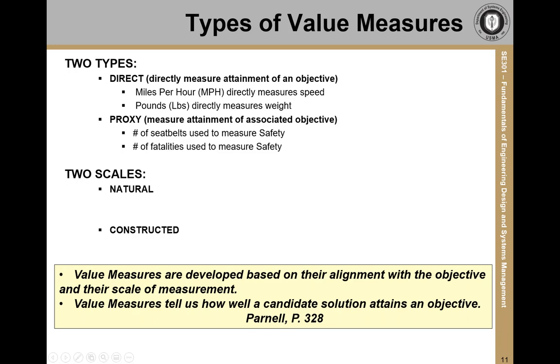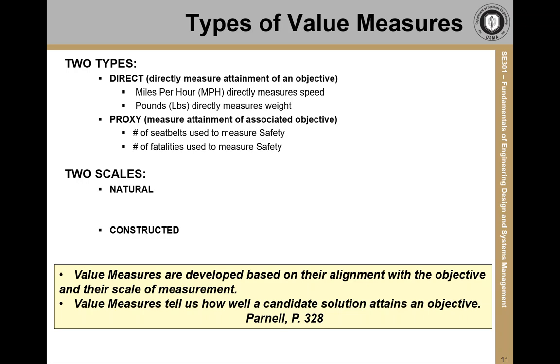Now, there are sometimes where your objective might be to maximize safety, but you can't necessarily measure safety, as an example. So you do use what's called a proxy value measure, and that's measuring the attainment of an associated objective. All right, so if we're talking in our car example, a proxy measure for safety could be number of seatbelts potentially, or maybe number of fatalities for a car over a year, right?